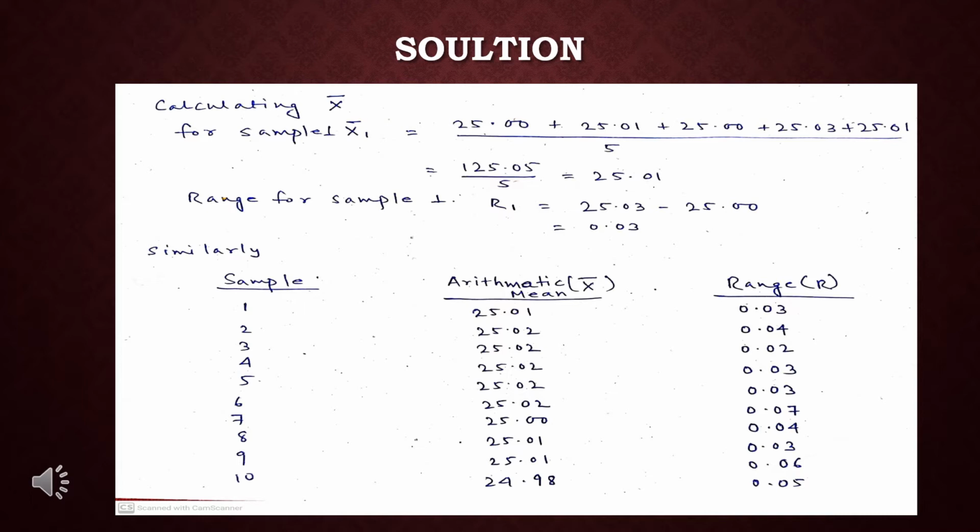Simultaneously, if we calculate it through to sample 10, we get the values I have shown in the slide itself. So these are the values. Now we are clear how to find the arithmetic mean of each sample and how to find the range of each sample.